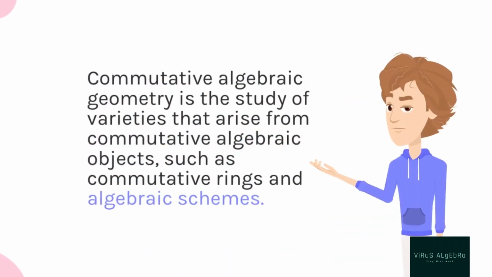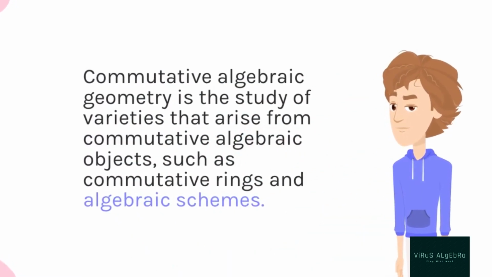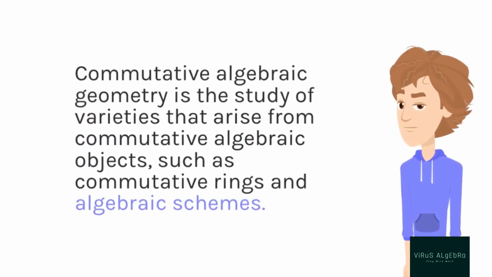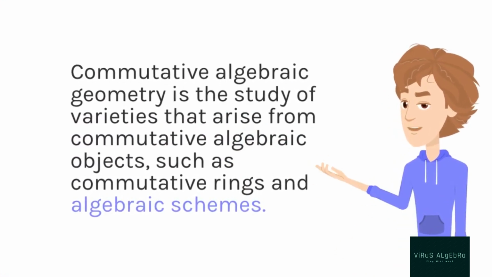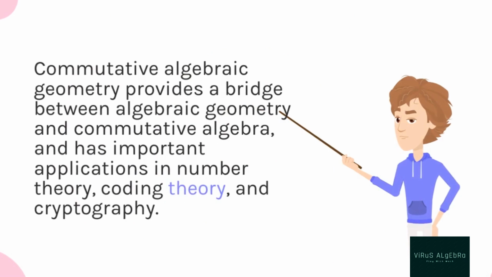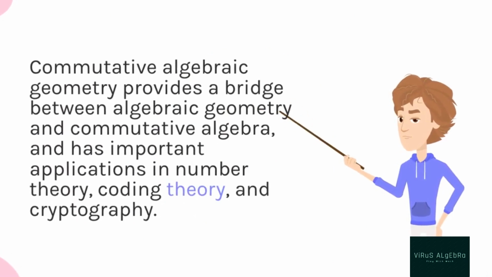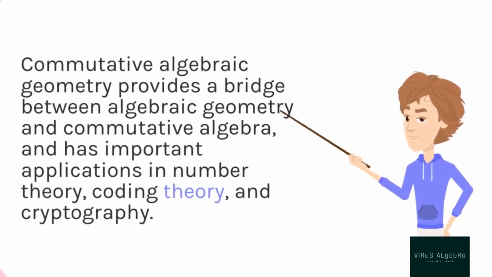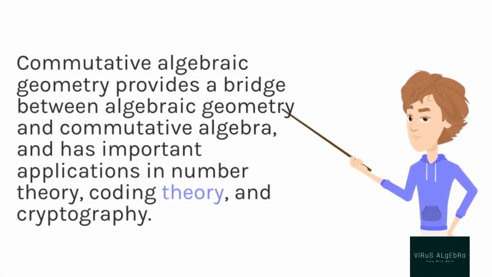Commutative algebraic geometry is the study of varieties that arise from commutative algebraic objects, such as commutative rings and algebraic schemes. Commutative algebraic geometry provides a bridge between algebraic geometry and commutative algebra, and has important applications in number theory, coding theory, and cryptography.